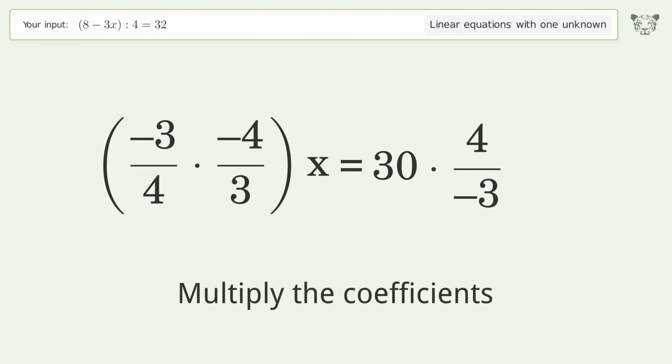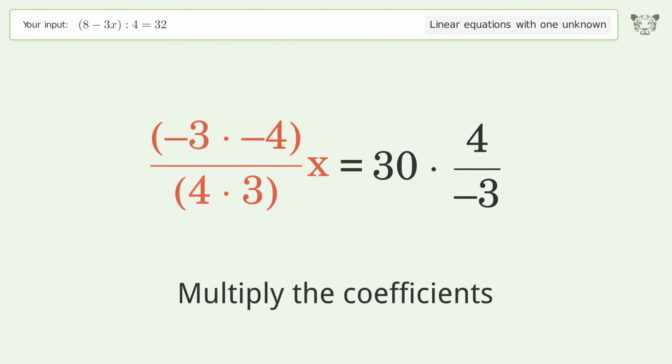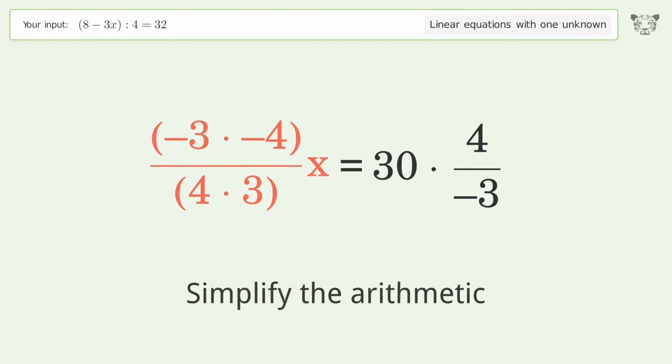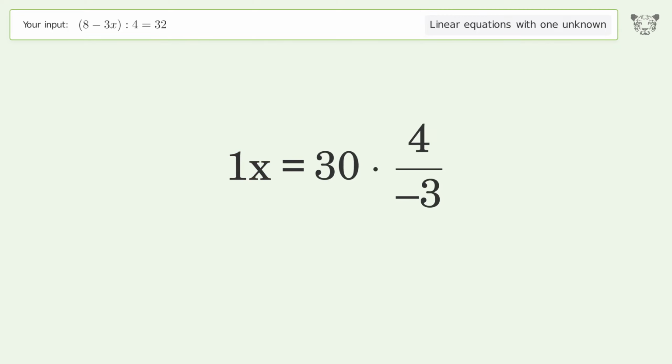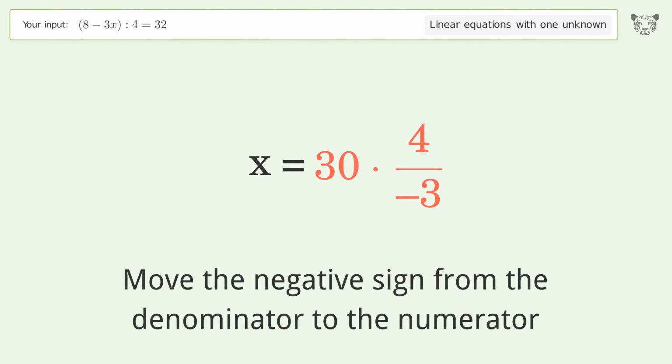Multiply the coefficients. Simplify the arithmetic. Move the negative sign from the denominator to the numerator.